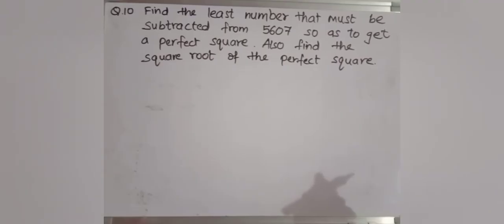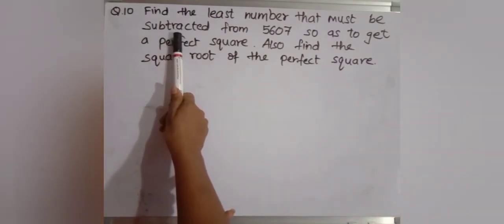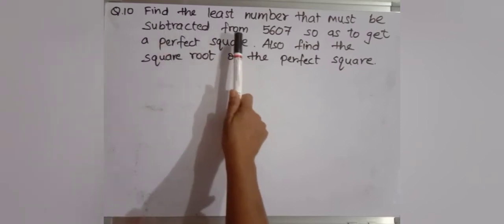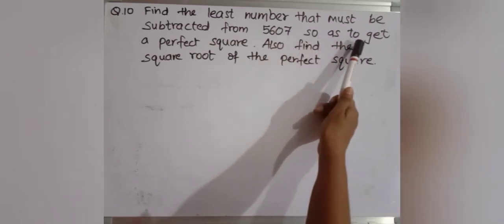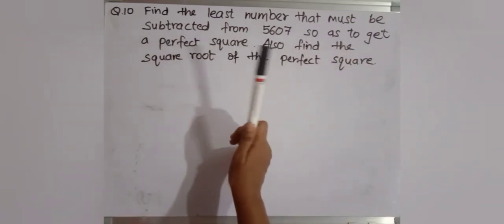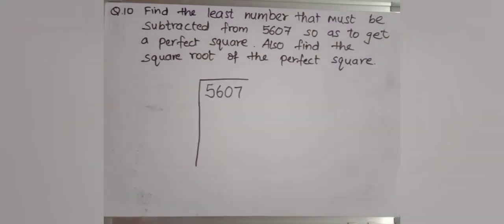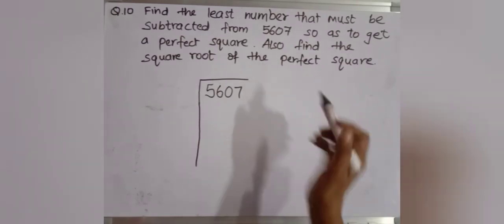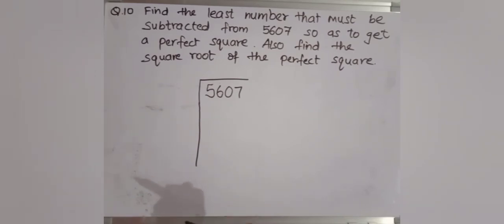Page number 105, question number 10. Find the least number that must be subtracted, and that word we have to remember, subtracted, from 5607 so as to get a perfect square, and also find the square root of the perfect square. Now we know that 5607 is not a perfect square, so let us do the division method and find out what the remainder is after the long division method.